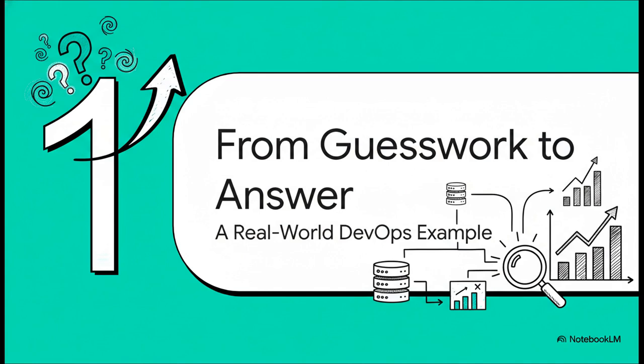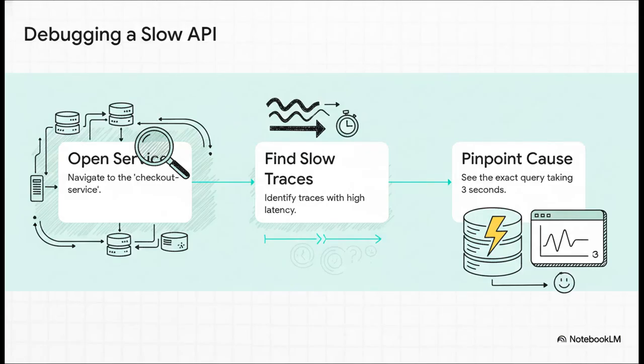Okay, so let's pull this out of theory and put it into a real-world situation, something anyone running apps on a platform like EKS will definitely recognize. We're moving from just guessing to getting a straight answer. So, picture this. Your checkout API is lagging. Instead of SSHing into a bunch of boxes and digging through logs, you just open up Datadog. You navigate to your checkout service, you filter for the slowest traces, and right there, plain as day, you see it. One specific Postgres query is consistently taking 3 seconds to run. The problem's found in minutes, not hours.